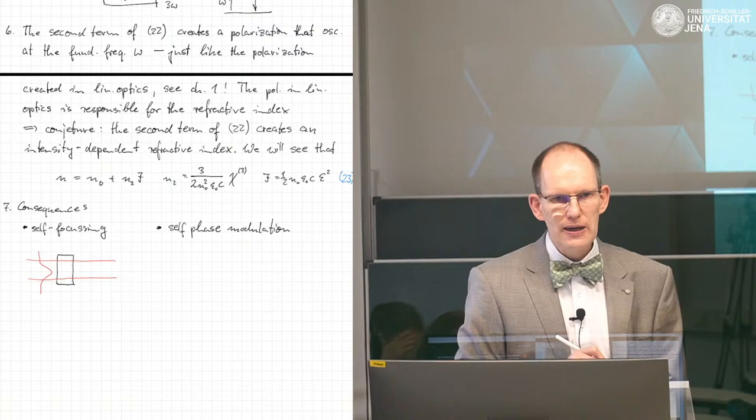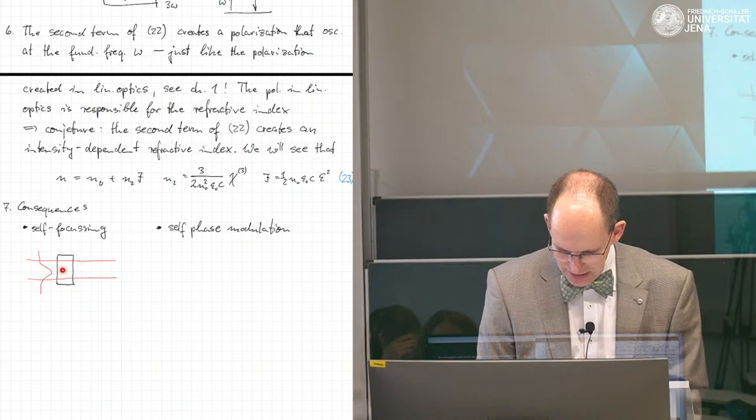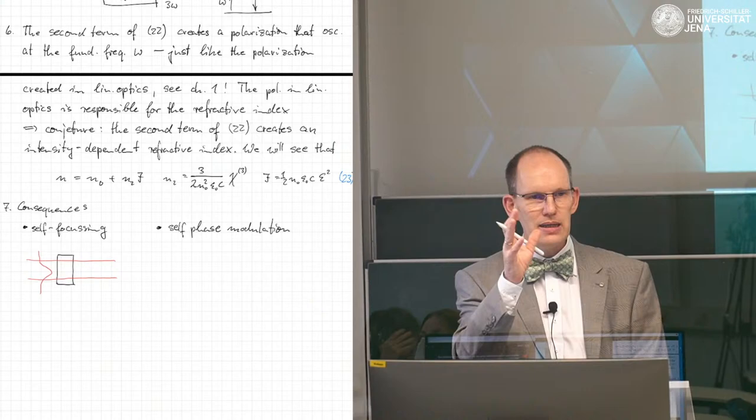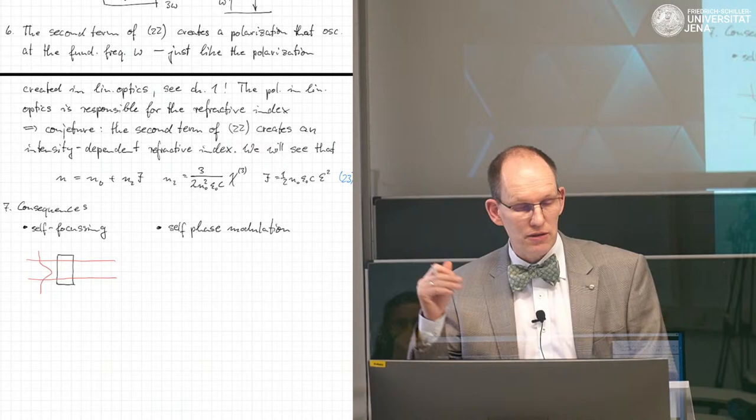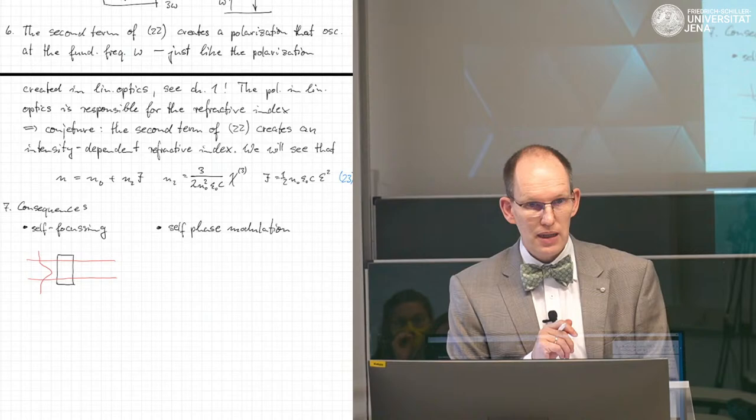Right, then we see that the refractive index here is larger than it is here. Right, and now you think about Fermat's principle and how a lens works based on Fermat's principle, and you see that this beam will self-focus. And one can observe that, and there's a famous picture for that.